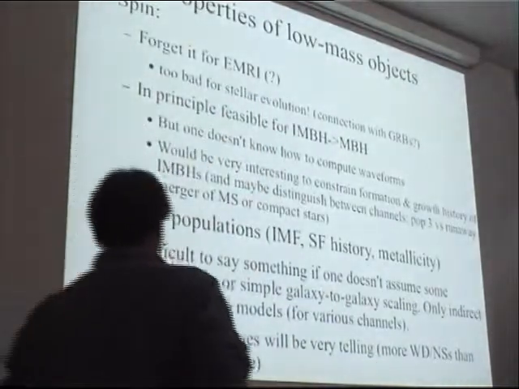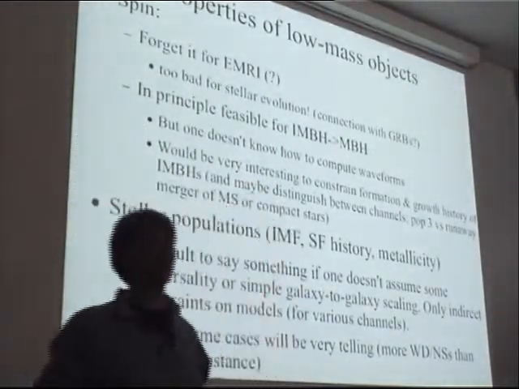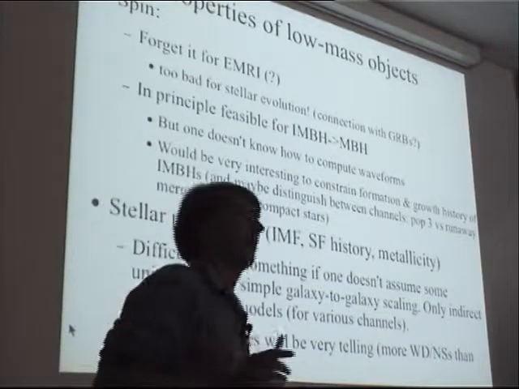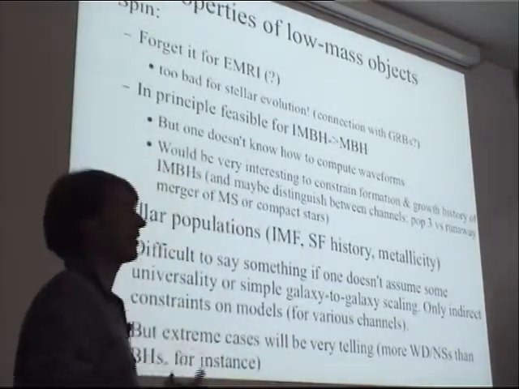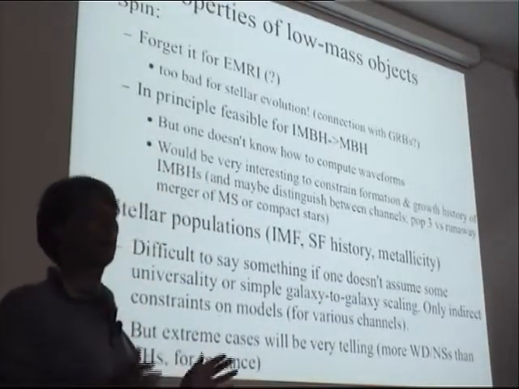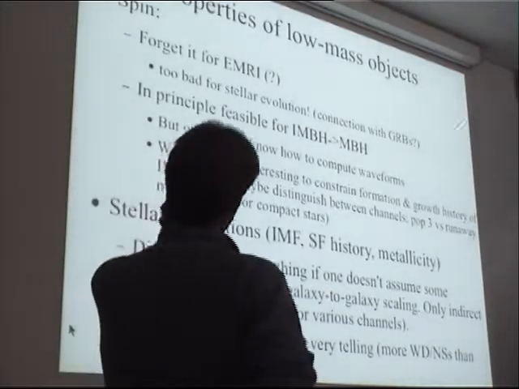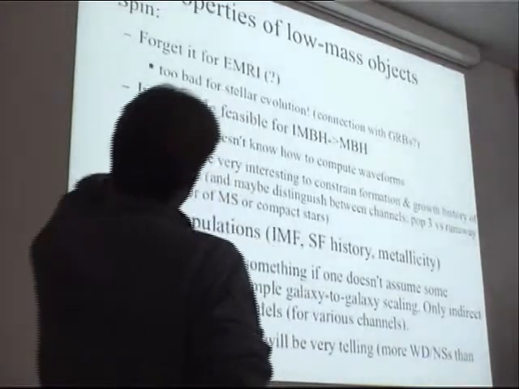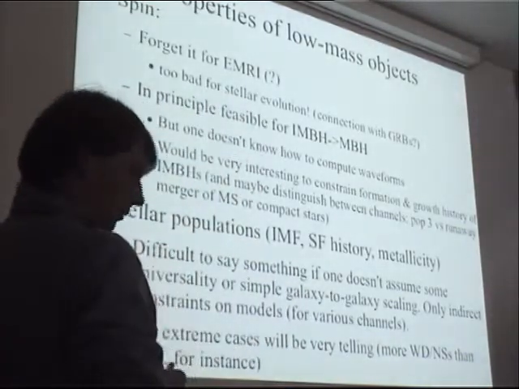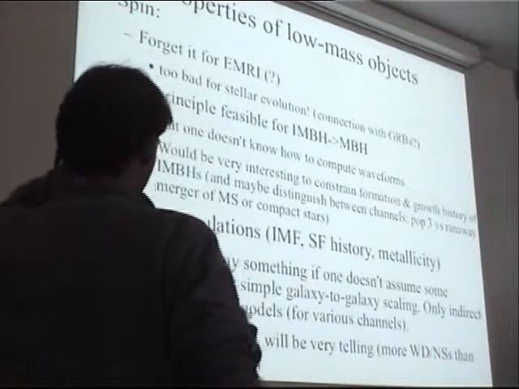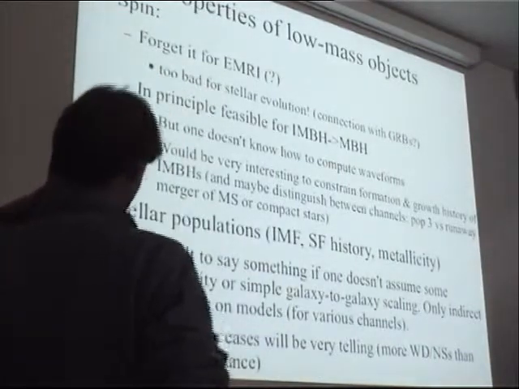And I think some people think it's hopeless even within 10 years. But still, it should be possible to say whether there is a spin or no spin. I mean, a rough estimate of the spin might be attainable, which would be very interesting to constrain the formation and growth scenario for these objects.